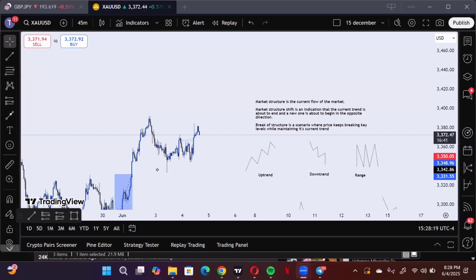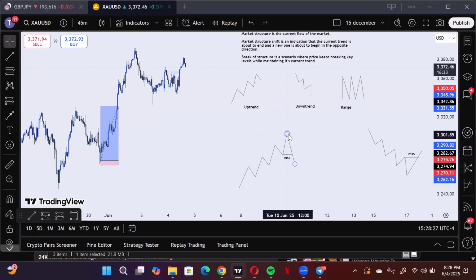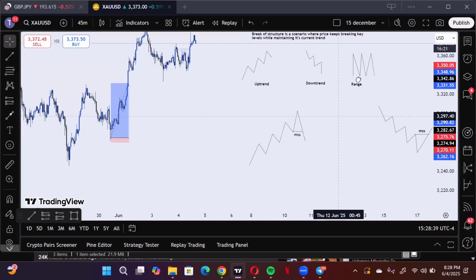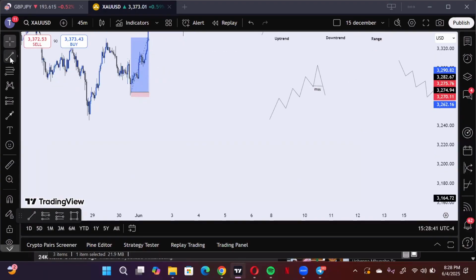So the difference between a market structure shift and a break of structure is this. Once you get a market structure shift occurrence, you are trading opposite of the trend. But in break of structure, when market is giving you a break of structure, you are still going to be trading in line with the current trend that market is on, but it's going to keep breaking key levels. By key levels, I mean recent highs and lows in the market.